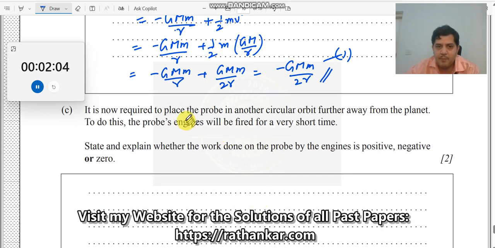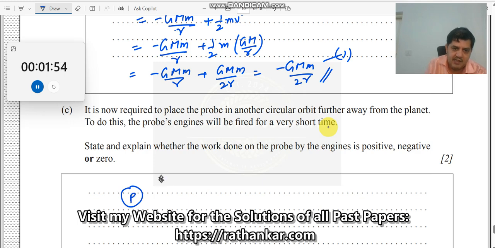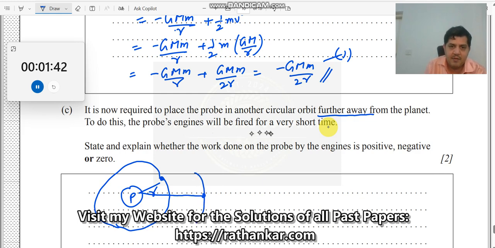It is now required to place the probe in another circular orbit a bit further away from the planet. To do this, the probe's engine will be fired for a very short time. So this is the planet once again, and this is the actual probe which is revolving in this circular orbit of radius r. Now what do you want to do? You want to keep it further away from the planet. Maybe I want to put it over here in this new orbit. So the probe's engine will be fired for a very short time.